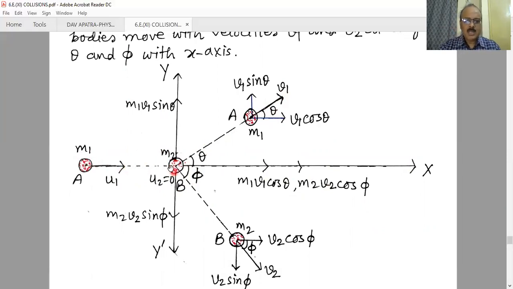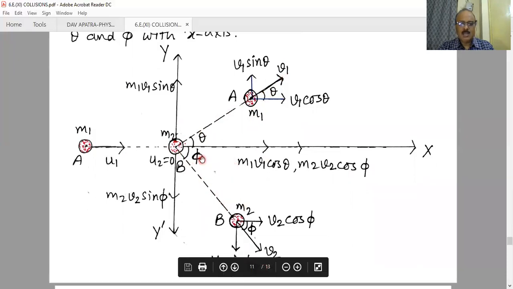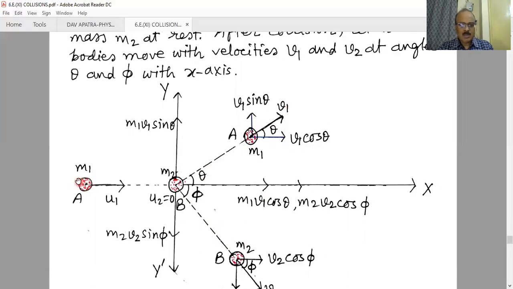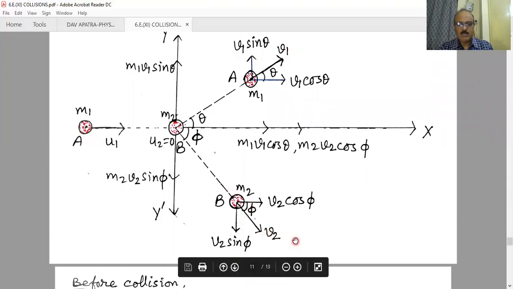After the collision, A is moving, let us suppose, at some angle theta with the x-axis, and this theta gives the direction of movement of object A after the collision. At the same time, B is moving at an angle phi with the x-axis. Phi and theta are also now unknown. The number of unknowns is increasing. V1 is the velocity of A after the collision, and V2 is the velocity of B after the collision.